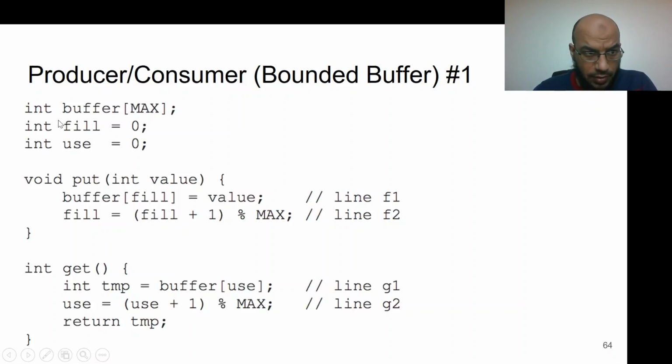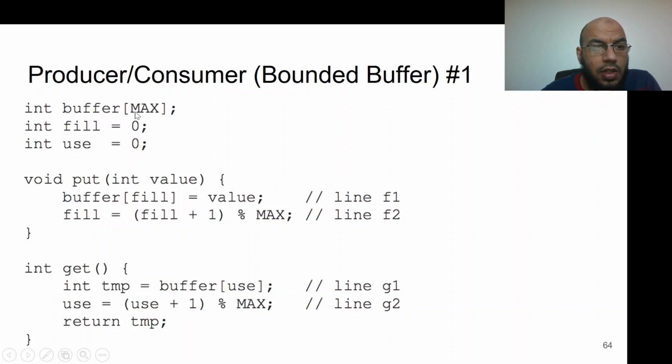You initialize a variable to indicate if it's full or not. Initialize another variable for usage basically, and fill and use will be your pointers in the buffer to how much data you have produced, how much data is filled in already in the buffer, and also how much data you have consumed from the buffer.